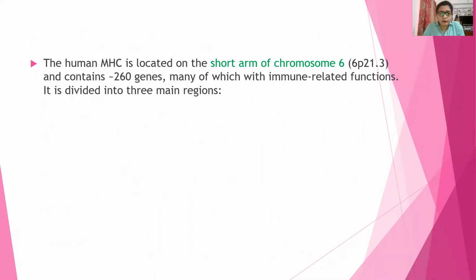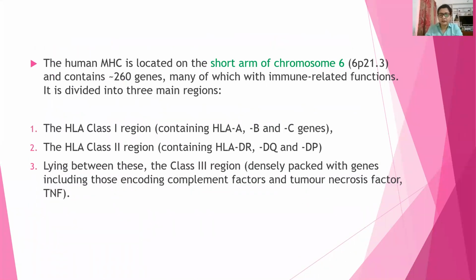So, now coming on to the human MHC, as we all know, it is present on the short arm of chromosome 6, and it contains about 260 genes, many of which have immune-related functions. इसके basically 3 regions होते हैं, class 1 region, HLA class 1 region, class 2 region, और इन दोनों के बीच में class 3 region. So HLA class 1 region में हमें कौन से genes मिलते हैं? HLA A, B and C, और class 2 region में हमें मिलता है HLA DR, DQ and DP.